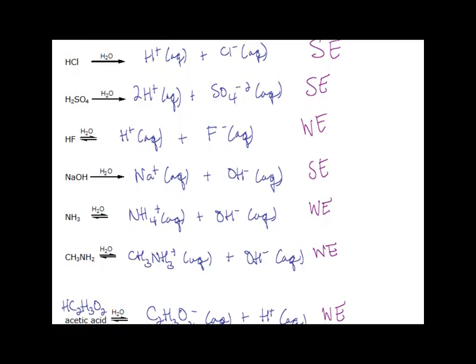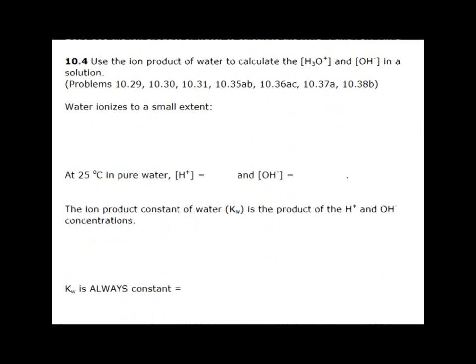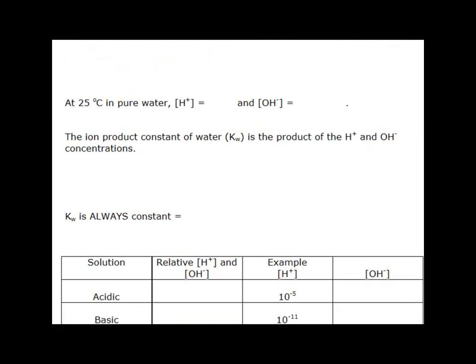So we're going to move on in Unit 5. We're kind of getting close to the end of Unit 5. We've been talking about acids and bases and electrolytes, strong electrolytes, non-electrolytes, all of that. It turns out that water itself ionizes to a small extent. So read this sentence and you think, water ionizes to a small extent. What is she talking about?